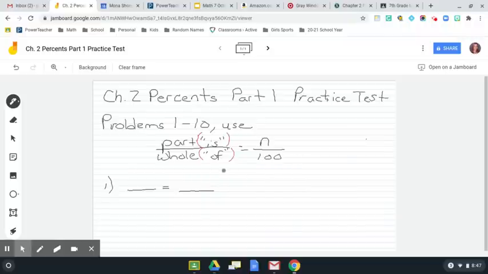So let's start with number 1. Number 1 says, and you should see this on your Schoology practice test, what is 36% of 90? If you notice on the practice test, I bolded what is. That's what you're finding. You don't know the part, the is, so that's where your variable goes. Is over 36%, well, you have your percentage.